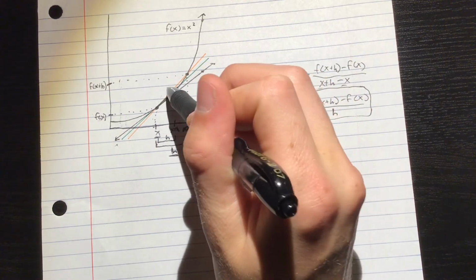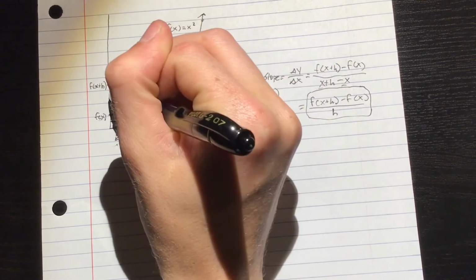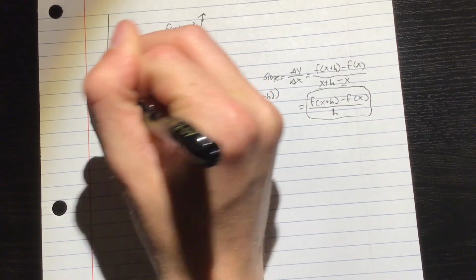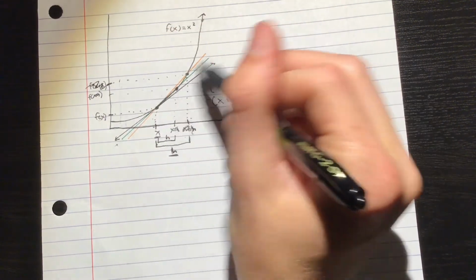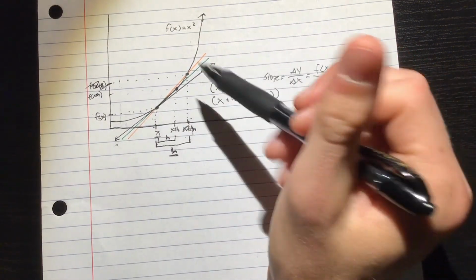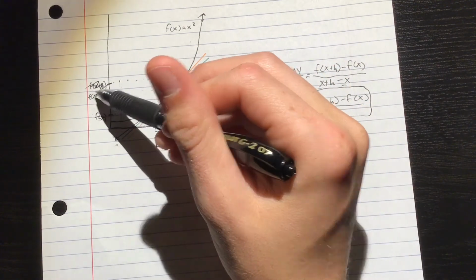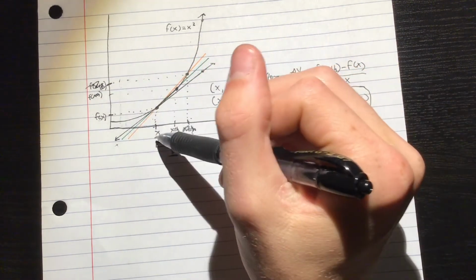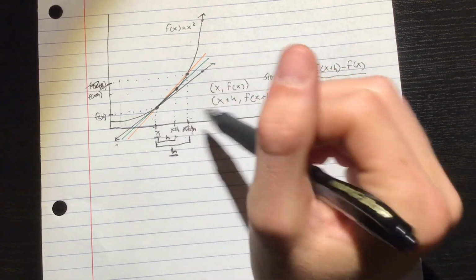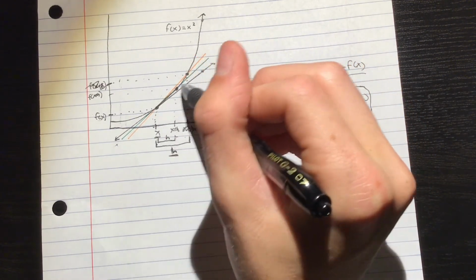So now we have x plus h, and over here we have a new f of x plus h. Scribble that out. And now our slope is even more accurate than it was before. We have the same slope formula though, right? Our rise is still f of x plus h minus f of x, and our run is still h. It's just that the increment between x and x plus h got smaller and our slope got more accurate.